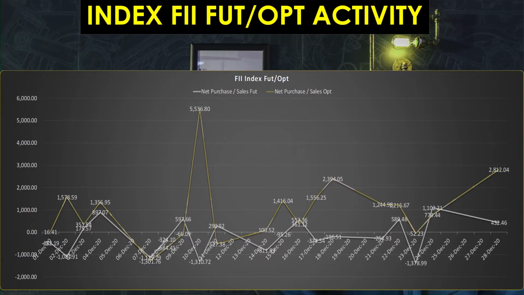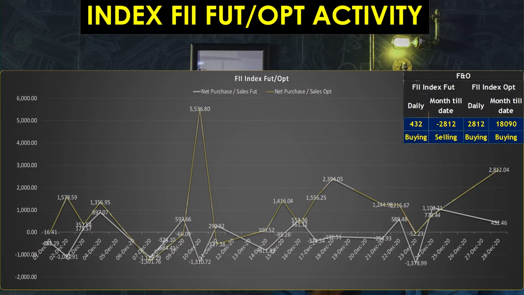If you see here in the index, then FIIs are buying in options and FIIs are also buying in future as well. So their view about the market is bullish. They are buying in equity and they are also buying in future and option as well. But if you see the cumulative picture, here FIIs bought today in future, but if you see the month till date picture, then they were selling. So today they have changed their view and they started buying.